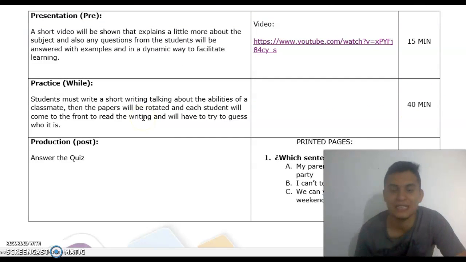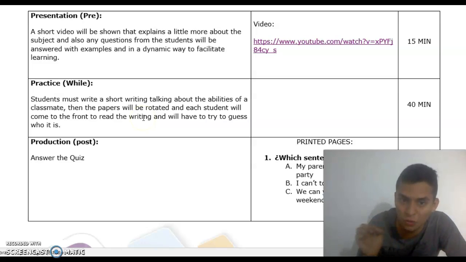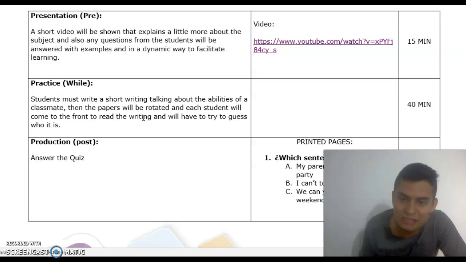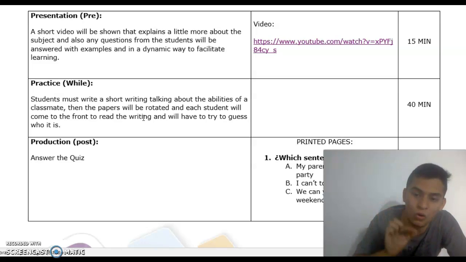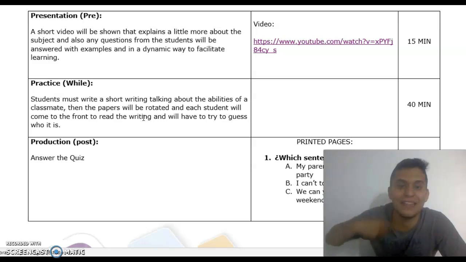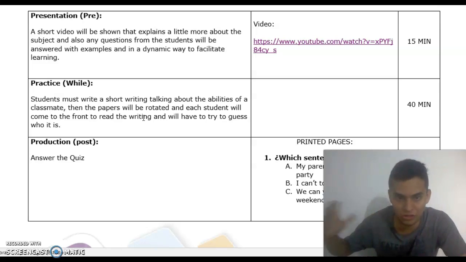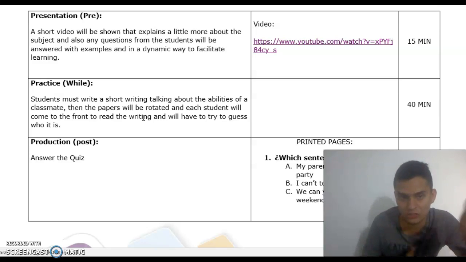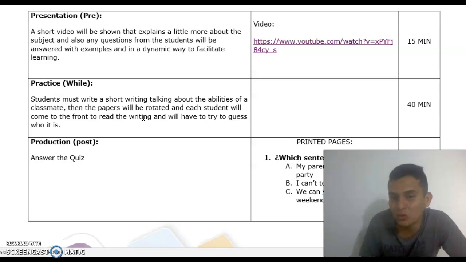To practice, the student must write a short reading talking about the abilities of a classmate. For example, any student is going to write about the abilities of any classmate. Then the papers will be rotated and each student will come to the front to read the reading, and we'll have to try to guess who it is. This activity will take 40 minutes.